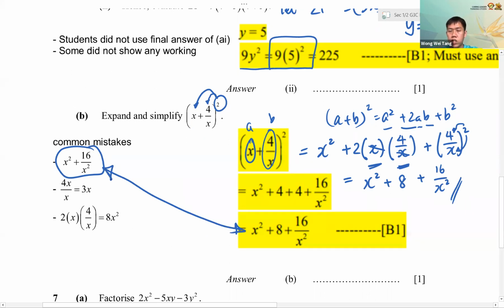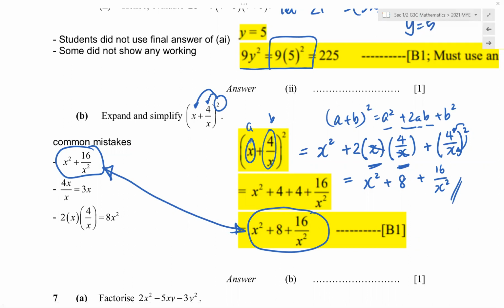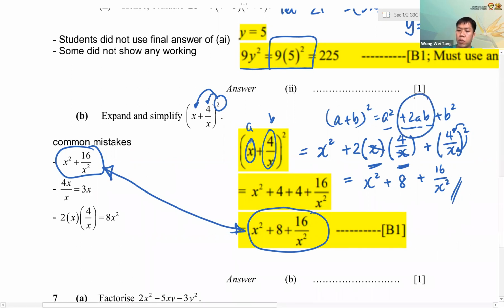Okay, Akila, what do you think? What is missing in these two examples? x squared plus 16 over x squared versus x squared plus 8 plus 16 over x squared. What's the difference? There's no 8. There's no 8 in the common mistake that students make. Where did this 8 come from? It came from the plus 2ab.